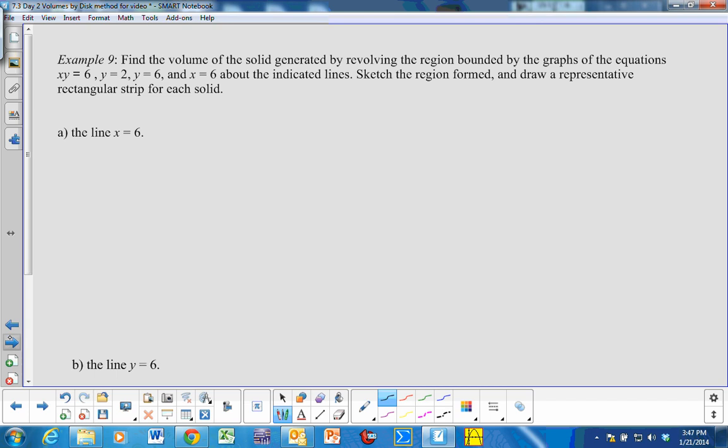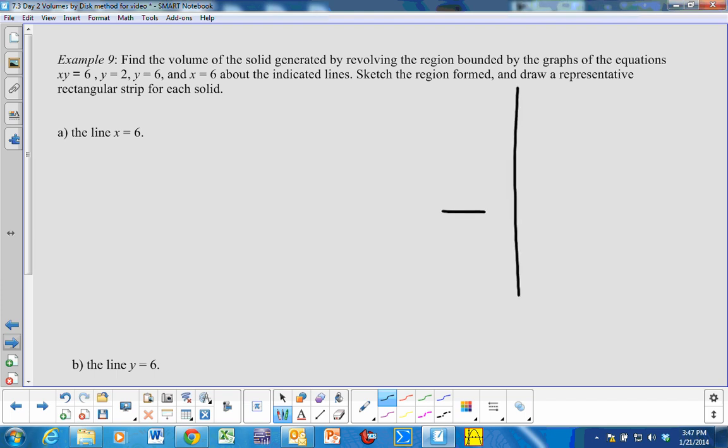All right, so now on this example, this is the last thing that we need to learn how to do, and that is revolving it around somewhere else. So this is not revolved around the x or the y axis. So this time we're going to take a region that we need to draw. We're not going to revolve it around the x or the y axis. We're going to revolve it around a different line. So first thing we need to do is draw this picture.